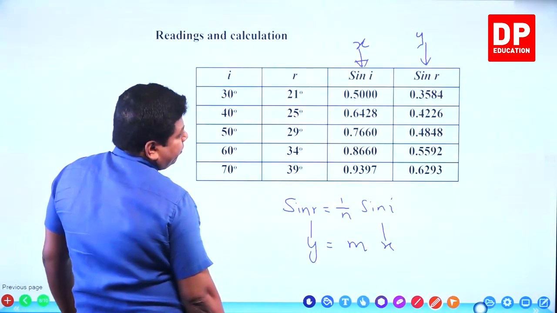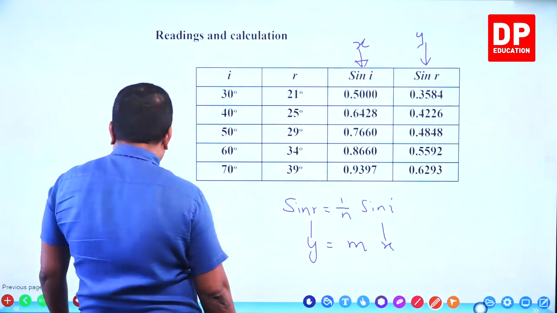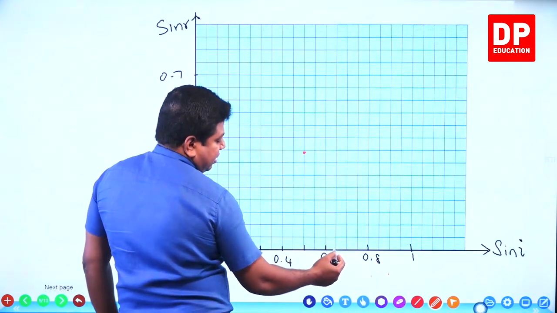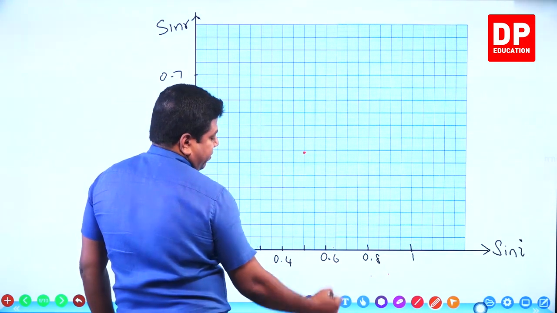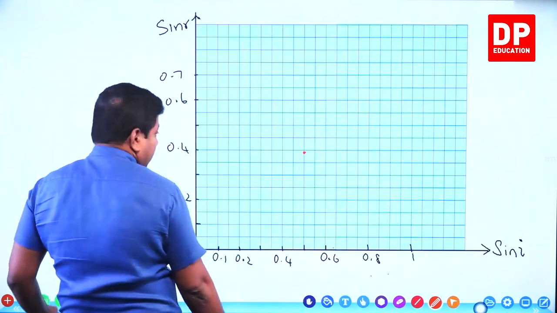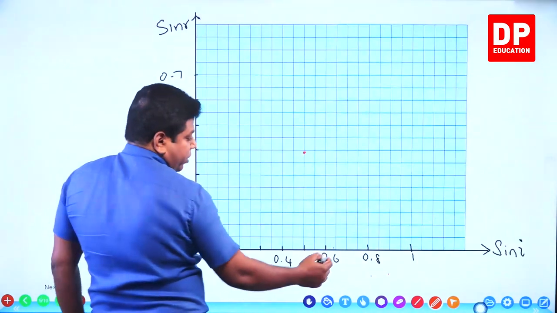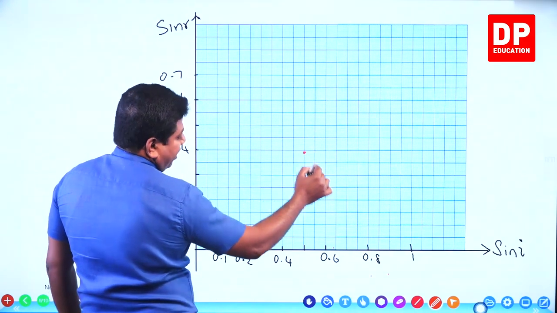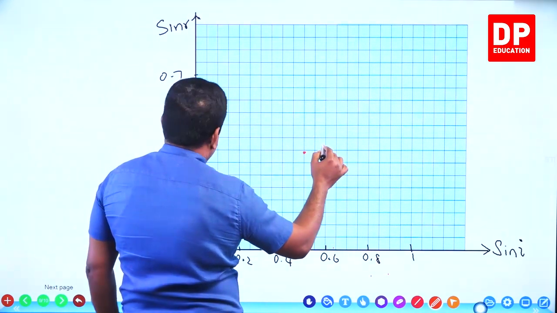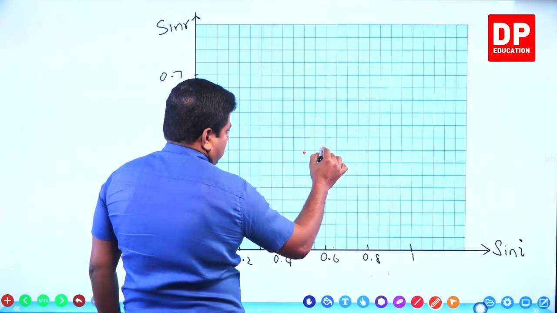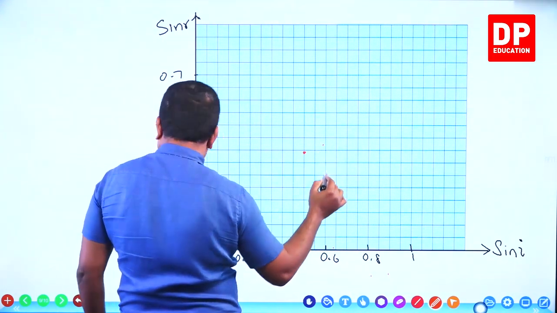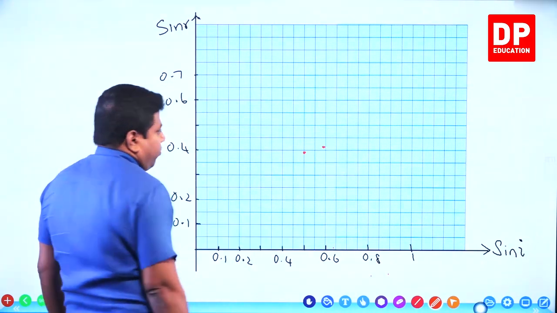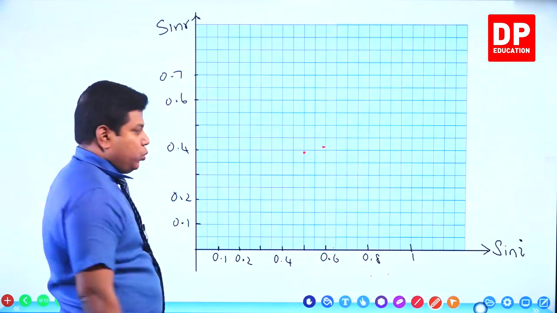Second point, 0.64 and 0.42. 0.64, 0.6, 0.7, 0.65, here, 0.64 will be somewhere here. On this line, 0.42, go up and see where you have 0.42. 0.4 is here, 0.5 is here, in between you are getting 0.42. It has to be further down. That will be 0.42.